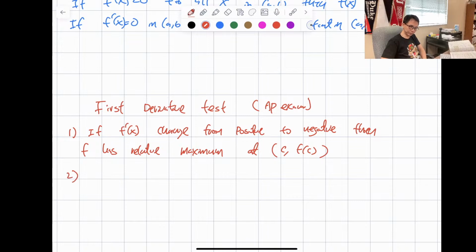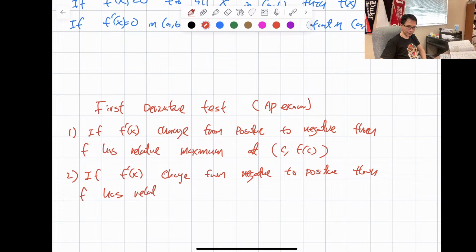Two. Same thing, if f prime of x changes from negative to positive, then f has a relative minimum at (c, f of c) at that point.